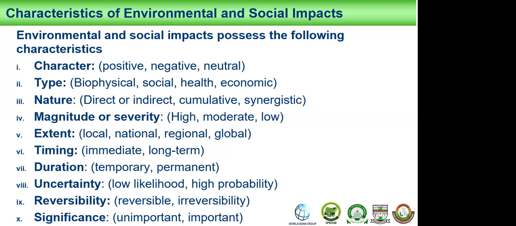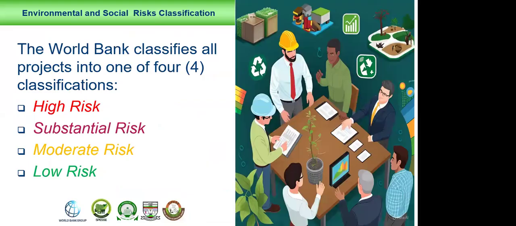So if we recall, we did mention the fact that we have significant impacts and then impacts of less significance. So this brings us to the four categories we discussed earlier on. The World Bank on its own classifies all projects into four categories. We have the high risk, that is in red, very bright red. We have substantial risk, which is in ox blood, as you can see. Moderate risk is in yellow, and then low risk is in green.